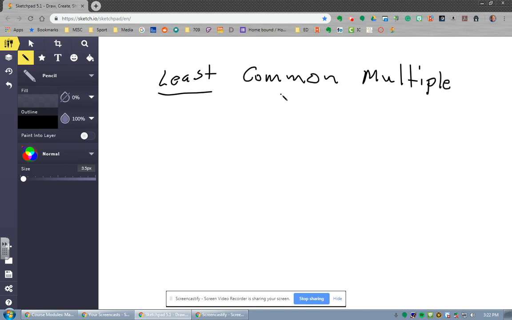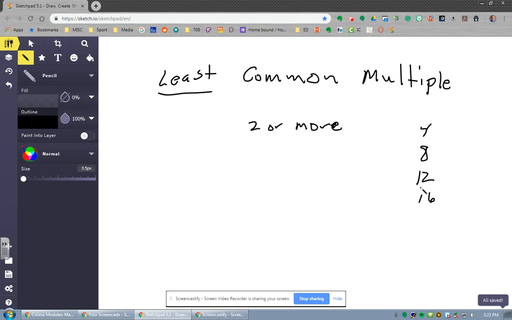Common means that we are talking about 2 or more, right? So if you have something in common with somebody, that means there's 2 or more people talking about it. And then multiple, obviously that's the multiple. So again, that's the 4, 8, and so on. You're going up the multiples of a certain number.